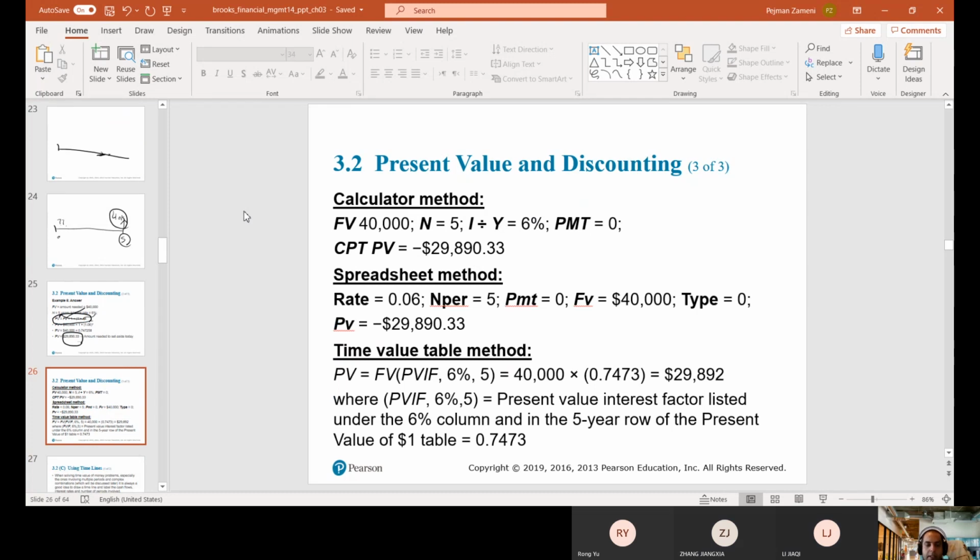And here explains that if you want to do this question with the calculator, how to do it. If you want to do it with the spreadsheet, with the Excel, how to do it. Or if you want to refer to the table, how to do it.